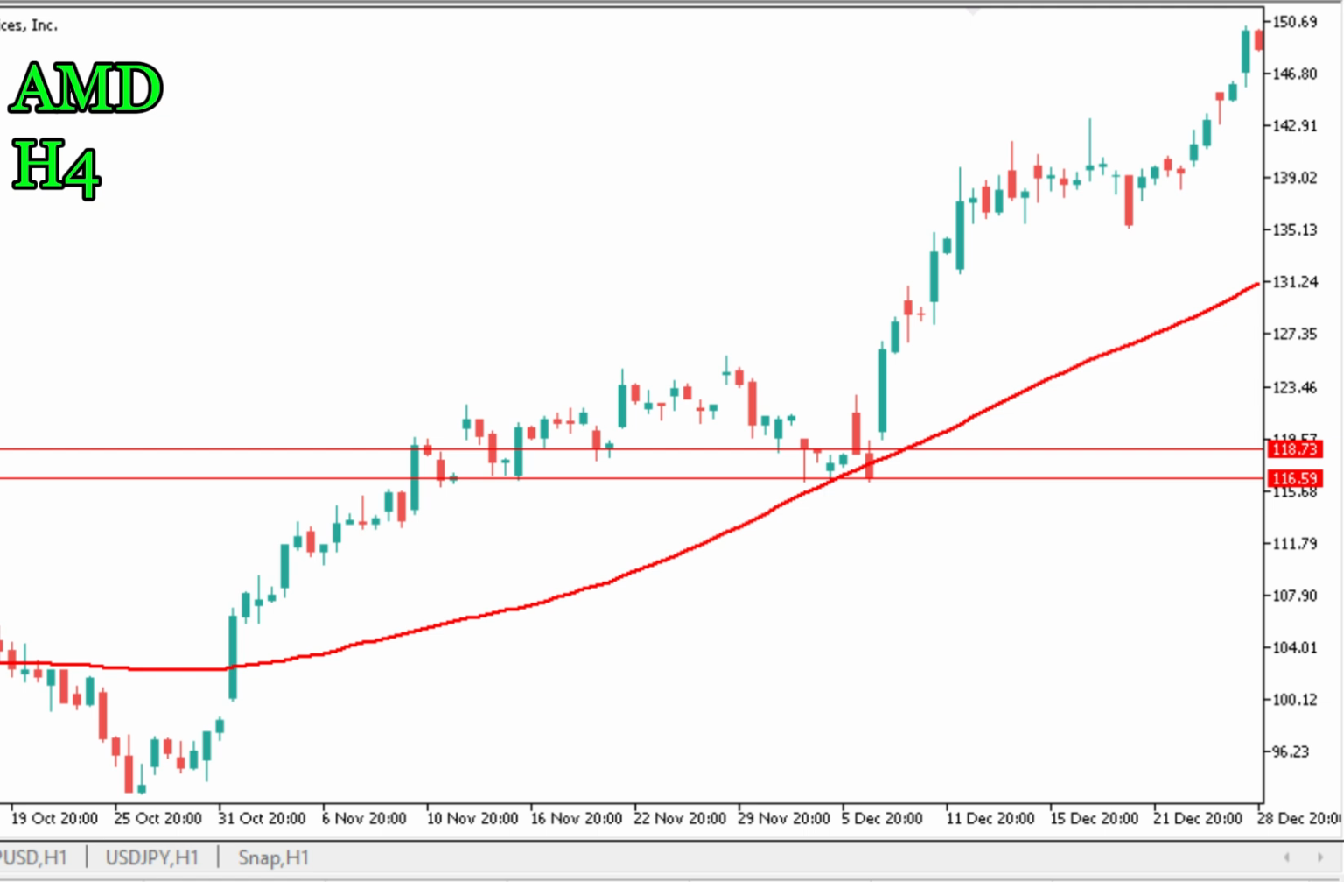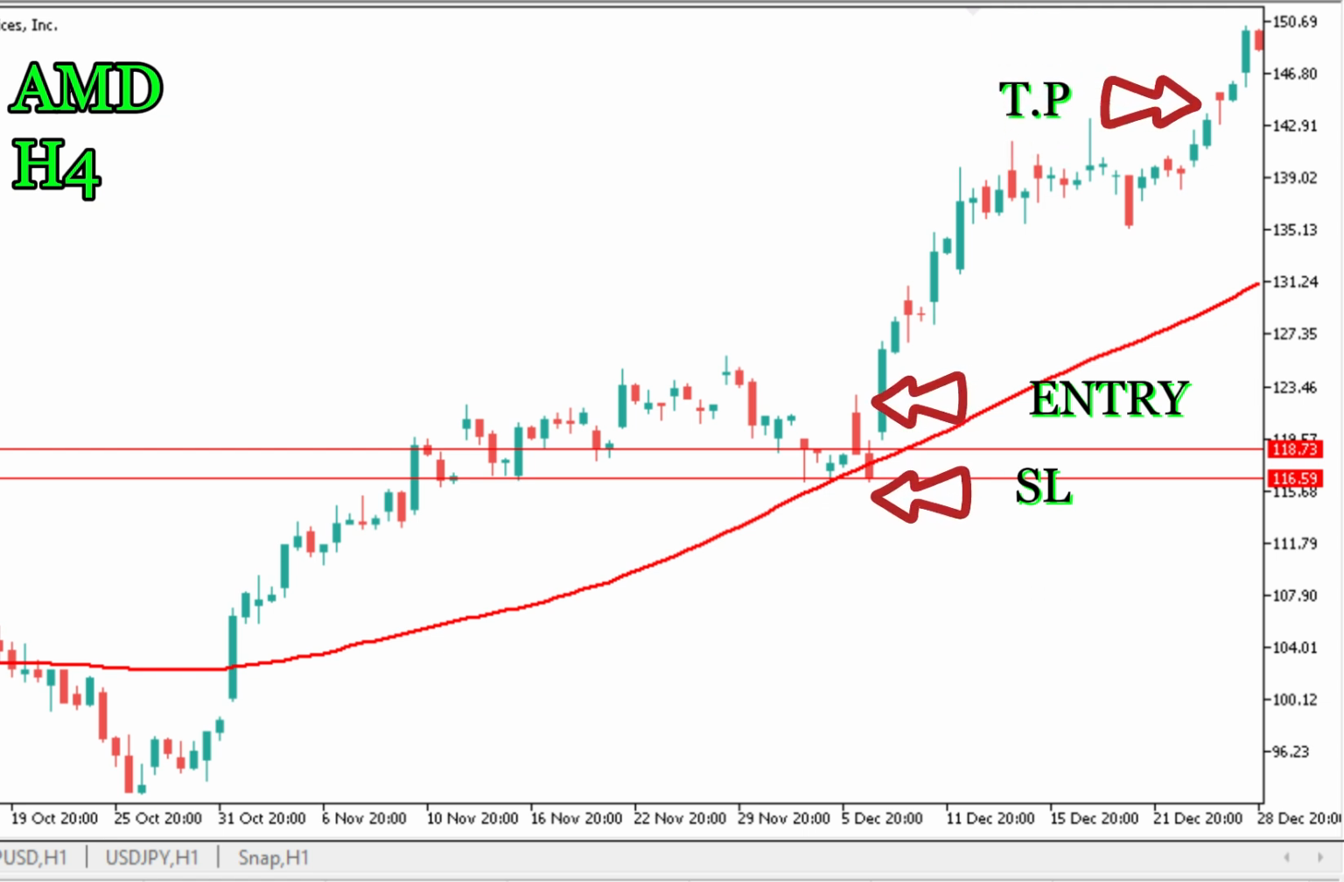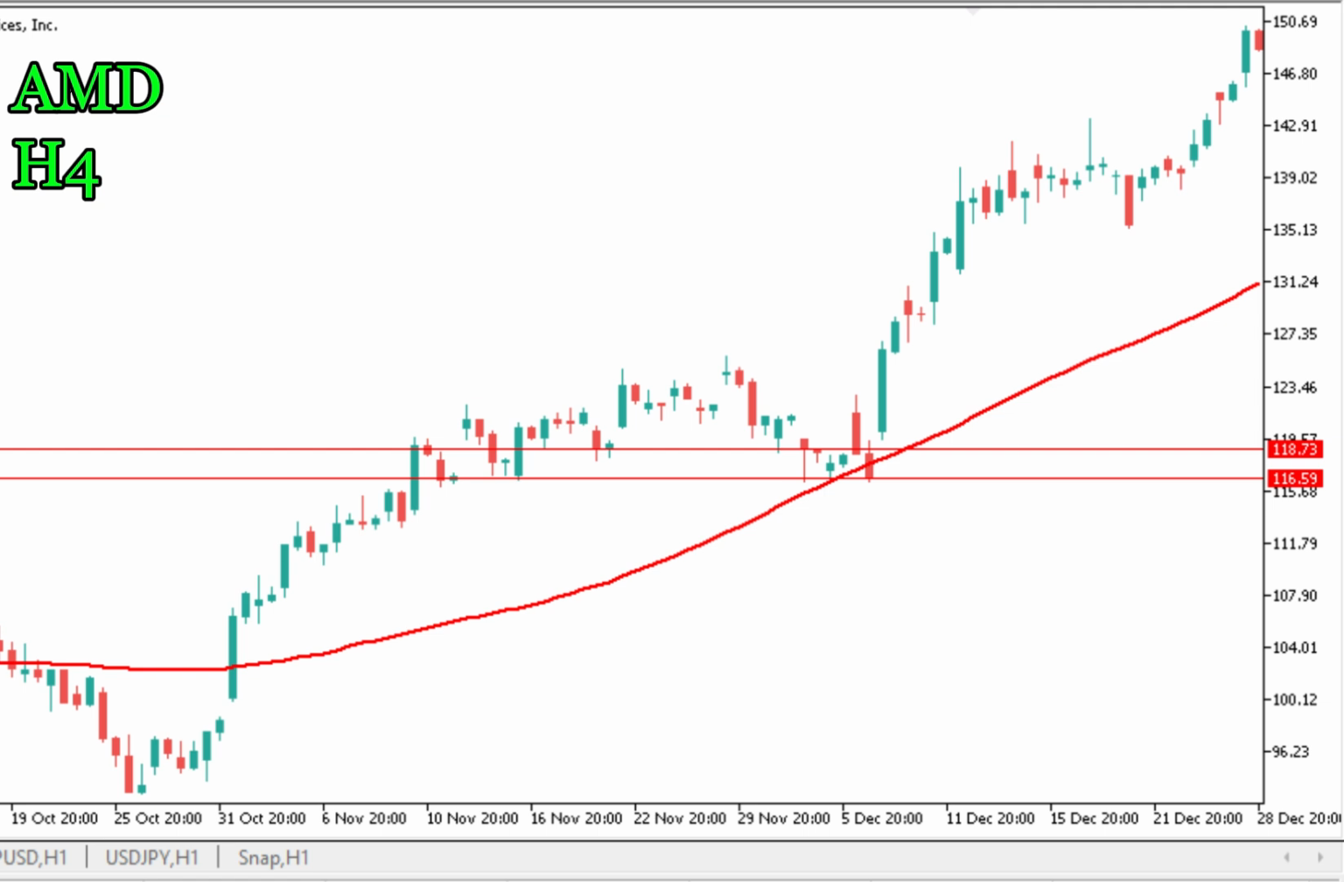So we simply place our entry right here, our stop loss below the low, then we target a 1 to 2 or a 1 to 3. Guys, as you can see, the trade worked out as expected. So let's look at our second illustration.